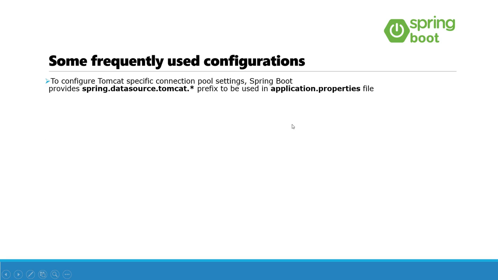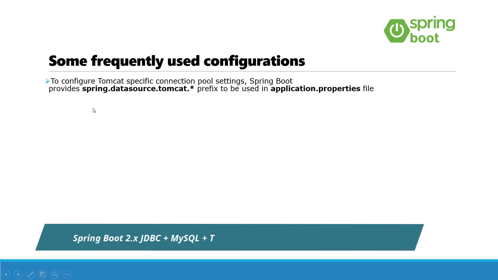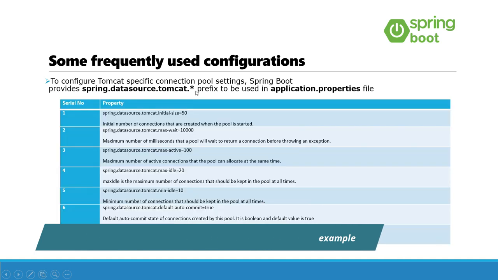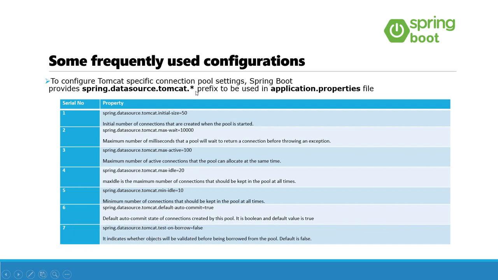Right. Now we'll talk about some frequently used configuration settings when you are using Tomcat connection pool in Spring Boot. First of all, you need to keep in mind that Spring Boot maintains some kind of standard. If you want to configure all the properties related to Tomcat connection pool in your application.properties, then you have to use the prefix spring.datasource.tomcat.*, and the asterisk may be replaced by the different properties, right? So here we'll talk about a few properties, not all of them.